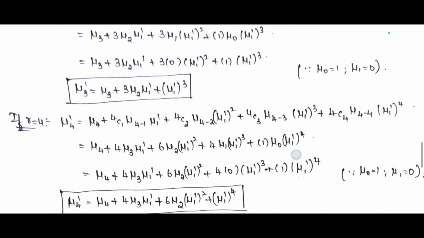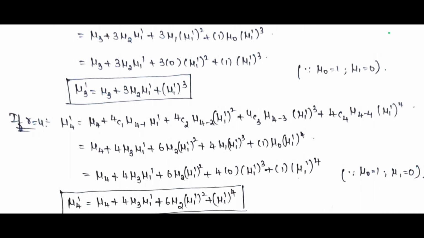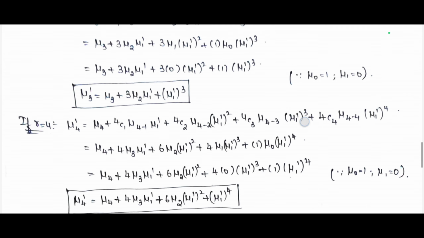So mu3 dash equals mu3 plus 3 into mu2 into mu1 dash plus mu1 dash whole power 3. And similarly mu4 dash equals mu4 plus 4 into mu3 into mu1 dash plus 6 into mu2 into mu1 dash whole square plus mu1 dash whole to the power of 4, like that you are going to get. These are all very important formulas to understand. And meanwhile you can see some changes in these calculations also.